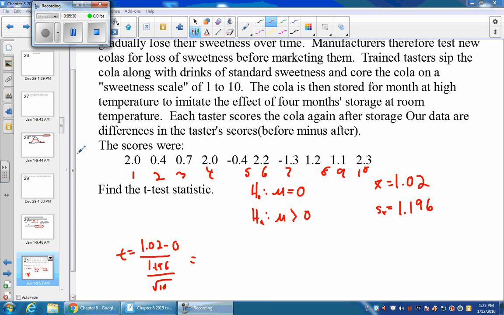So I just plugged this into my calculator, and I got 2.696, so it's about 2.7 for my t value. This is my t-test statistic. Now the degrees of freedom come in when we're finding probabilities, and that stuff we'll do in the next video.